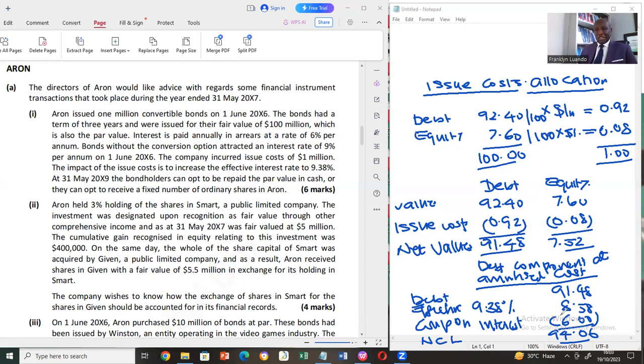Please ensure that you understand that the equity option is not remeasured. So what will be taken there will be the 7.52 as equity option in the statement of financial position. Now, this topic is relevant to students who are studying Strategic Business Reporting.